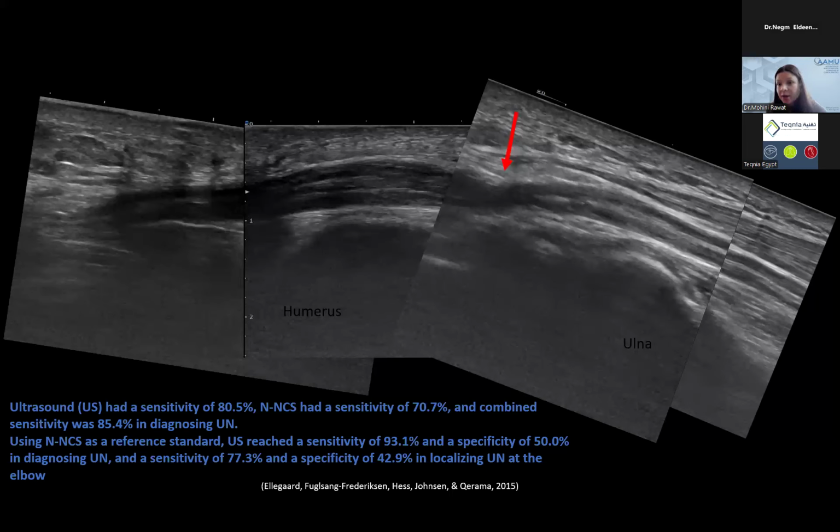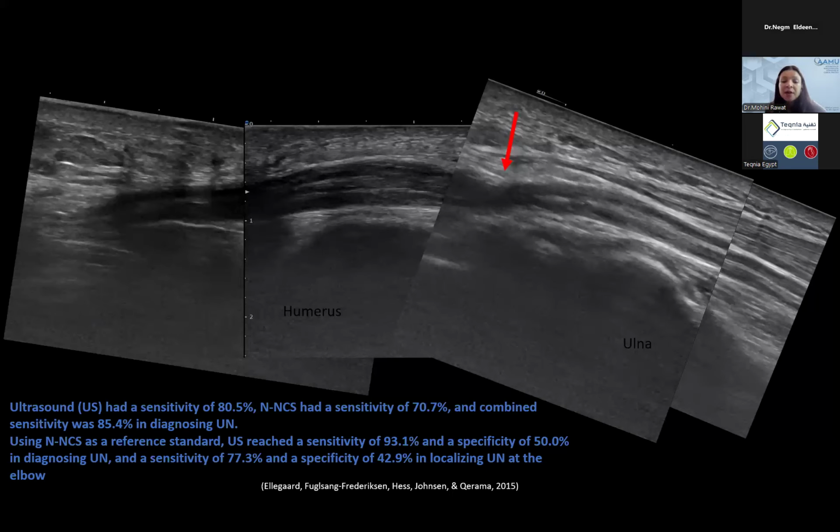So that's exactly what we are seeing here. That's like endoneurial edema in this area. That's the compression site, constriction site, with swelling proximal to the site of compression. Now, ultrasound has a sensitivity of 80.5%.